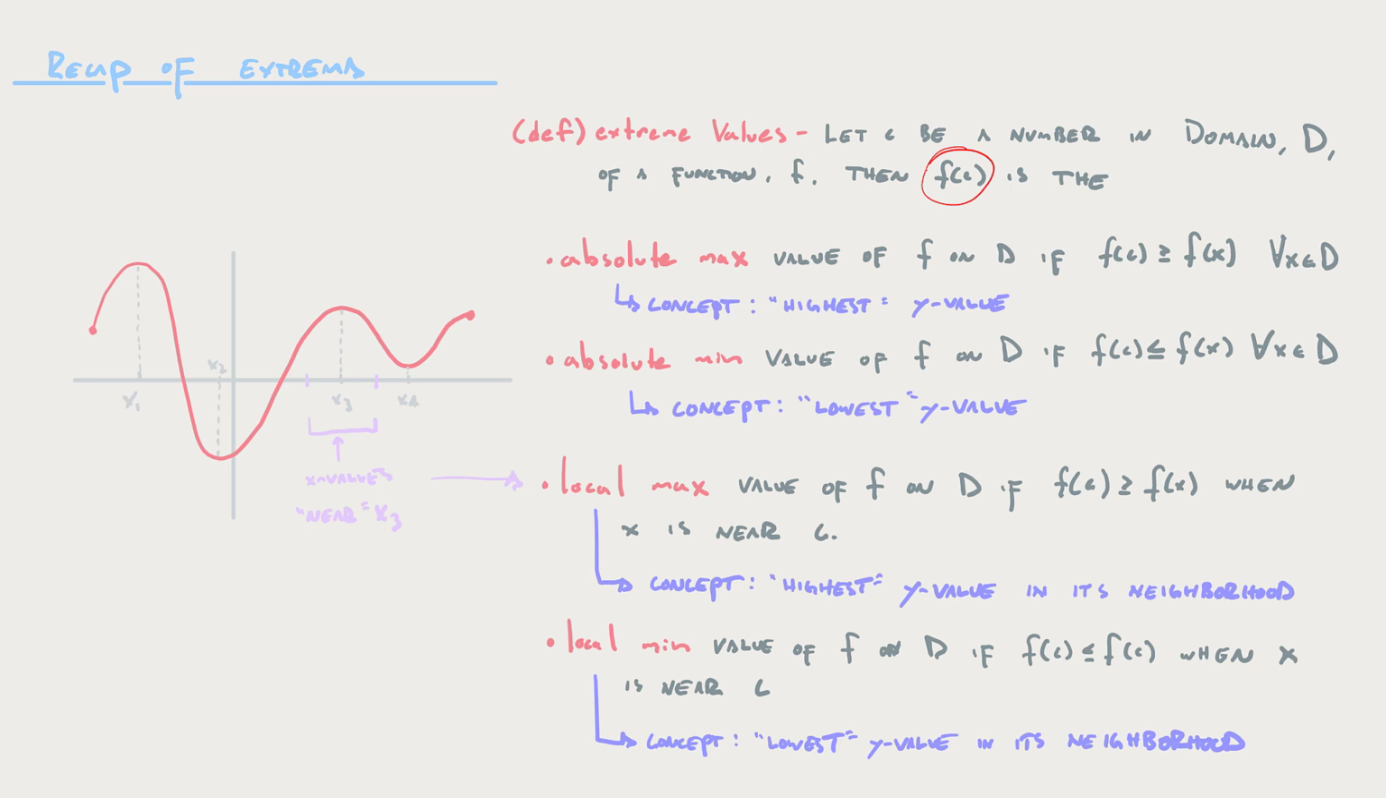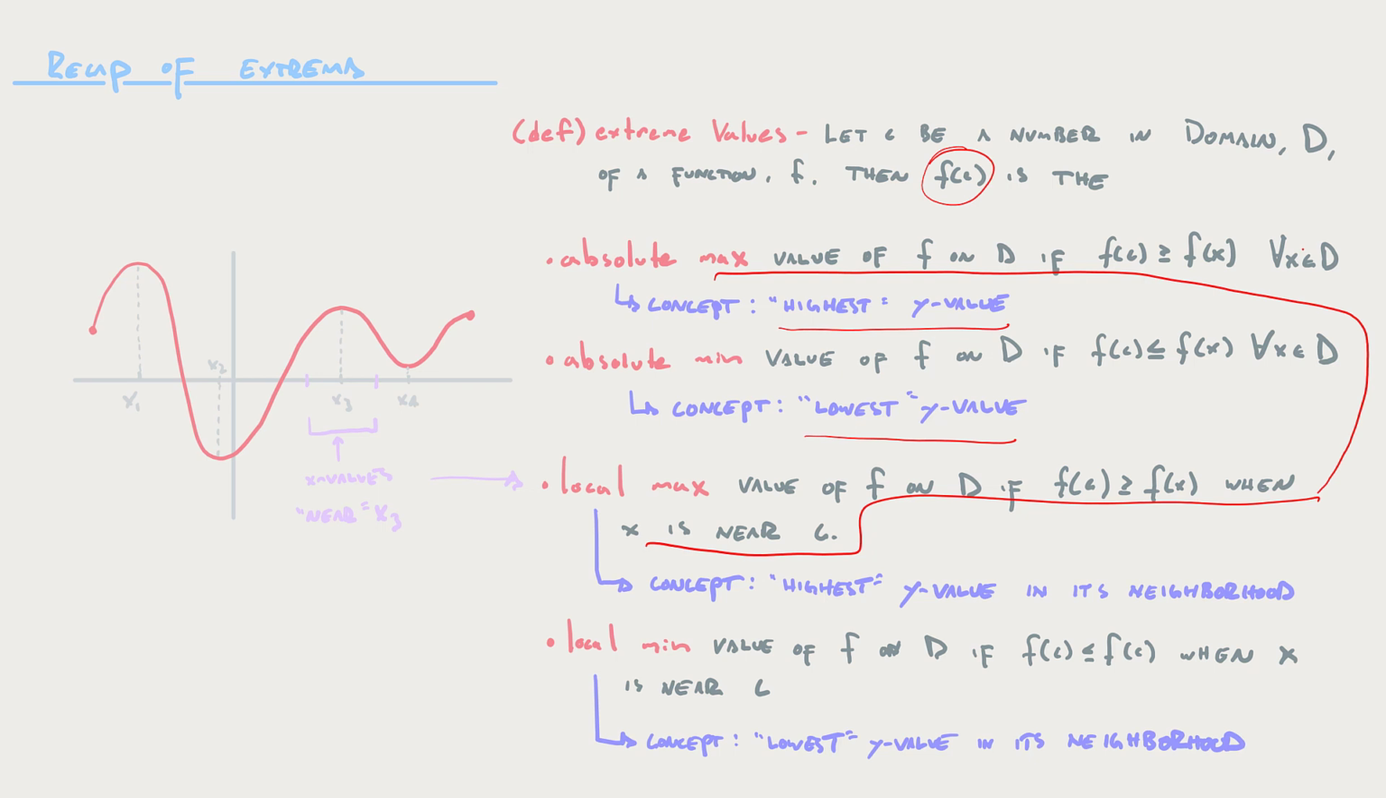But the thing that I do want to highlight is the concept image for all of these definitions. The concept image of an absolute maximum is the highest y value. Right? The concept image of an absolute minimum is the lowest y value. For local stuff, the local max, for example, the concept image I have is that it's the highest y value in its neighborhood. The definition is actually interesting to look at because it's almost verbatim what this definition says, right? This is almost the same thing.